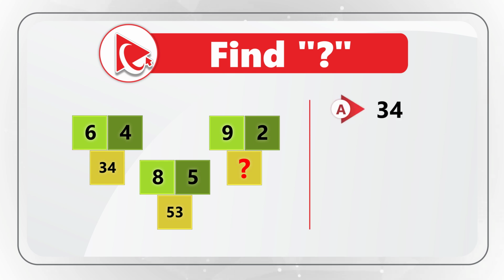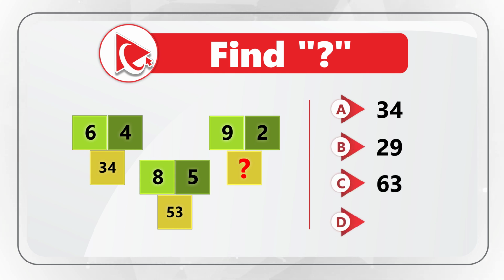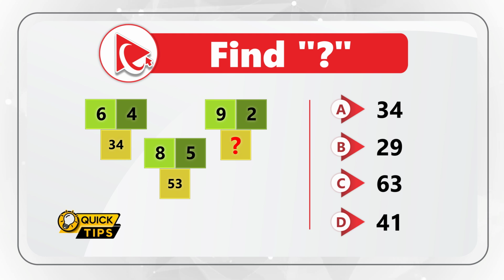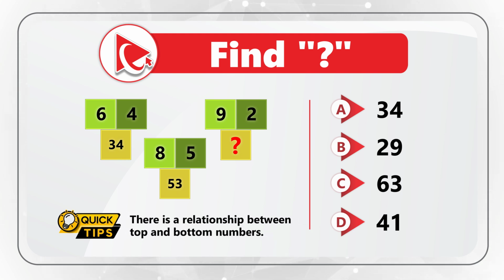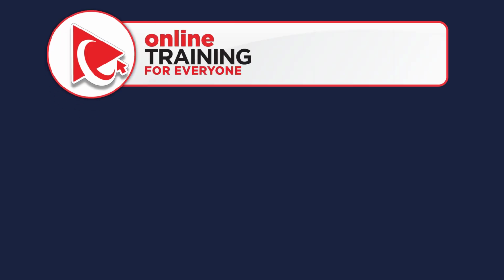Choice A, 34. Choice B, 29. Choice C, 63. Choice D, 41. Take a close look to see if you can complete the calculations. I'm going to give you a quick hint. See if there's a relationship between the top 2 numbers and the bottom number. But this is about as much as I'm going to give you, because I'm moving forward to share with you my version of the solution.